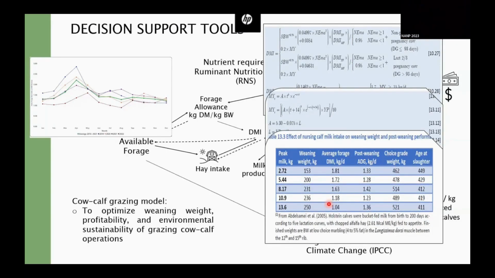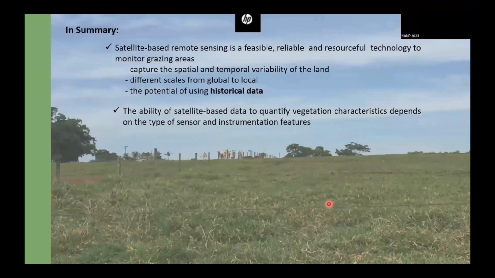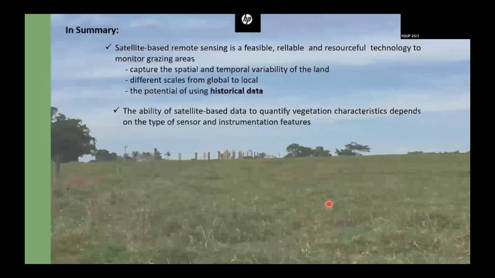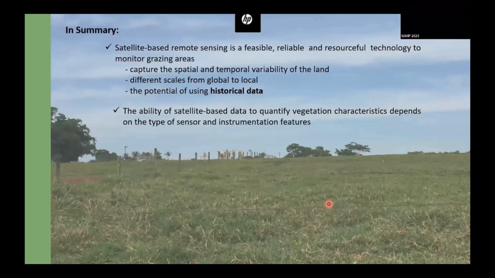poster regarding this simulation. So in summary, the satellite-based remote sensing is a feasible, reliable, and resourceful technology to monitor grazing areas. Basically because they can capture the spatial and temporal variability of the land. They can be used from small to global areas. And one of the great advantages is you can retrieve the historical data to build a model.